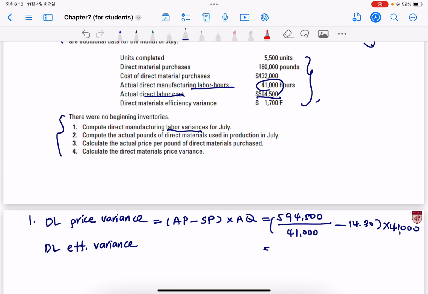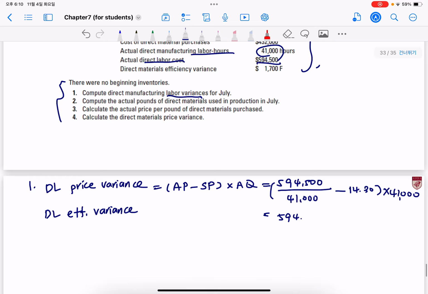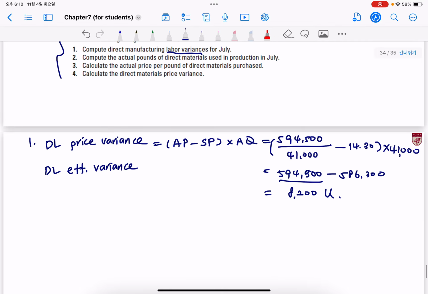Okay. Then we have 594,500 minus 14.30 times 41,000 is 586,300. Right. Okay, so let us take the difference. And we have 8,200. And since the actual price is greater than budget, we say it's unfavorable. Now let us move on to the efficiency variance.